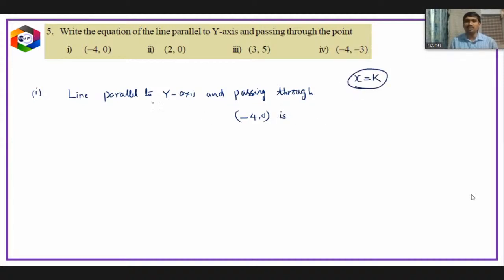That means the x distance is constant for every number. So here, what is the x distance for the first question? Minus 4. So the equation will be x equals minus 4, or else x plus 4 equals 0 will be the required equation. Since it is parallel to the y-axis, the equation format will be x equal to k. The x distance is constant for every number. Since this is the point it is passing through, the x distance is minus 4. It is very clear. So the answer is x equals minus 4, or x plus 4 equals 0. Now, children, it is your turn, and quickly give the answer for the next one, (2, 0).